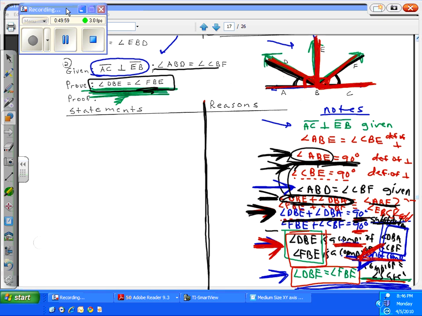So to say substitution, I need this statement. I need the statement that gives me the 90. And I need the statement that says that the little ones are equal to the big ones. So I need all of those black statements to be able to say the reason substitution. We kind of did a double thing.